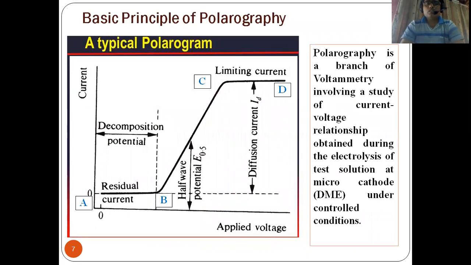So we will discuss the basic principle of polarography. Basically, polarography is a branch of voltammetry involving the study of current on the y-axis versus applied potential on the x-axis, obtained during the electrolysis of a test solution at a microcathode, that is, a dropping mercury electrode, under controlled conditions. We get a sigmoidal or S-shaped curve. Here, the initial portion A to B is the residual current, B to C is the diffusion current, and that is very important for us, and C to D is the limiting current.